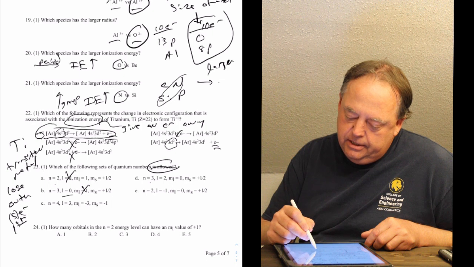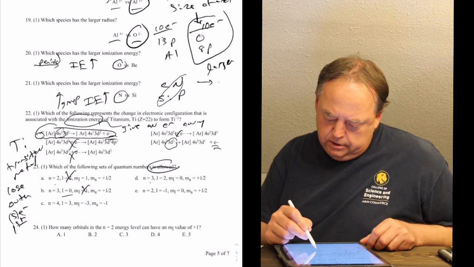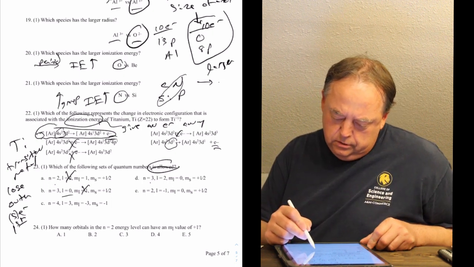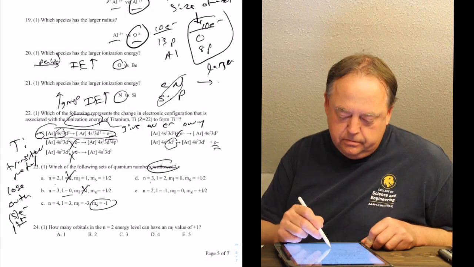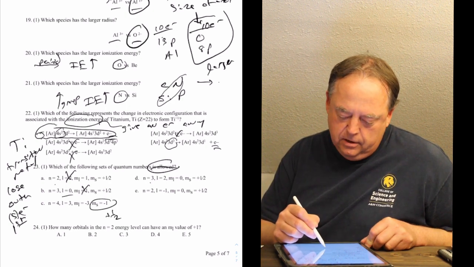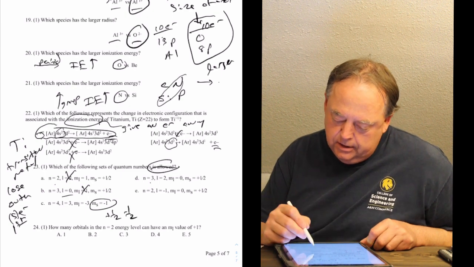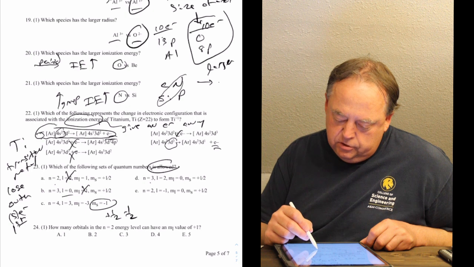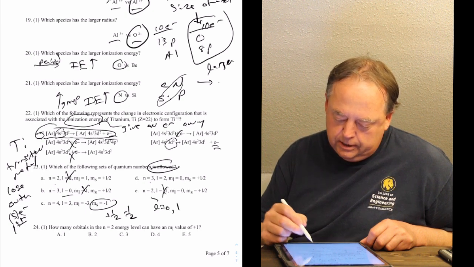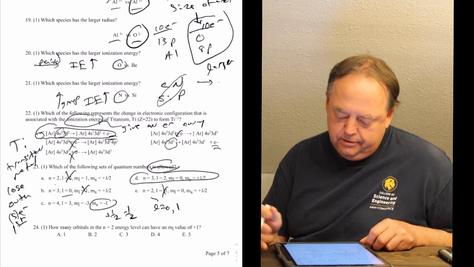For D, if L is, let's see, that looks right. Okay, so here, what's wrong with this one? M sub S can only be plus 1/2 or minus 1/2, so that's wrong. And for this one, if n is 2, L can only be 0 or 1, so that's wrong. This one is right.